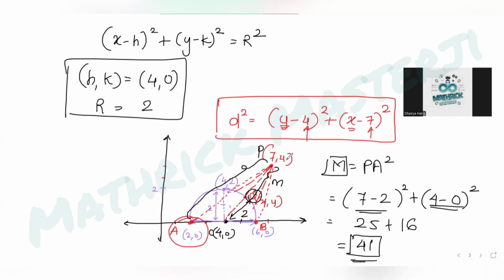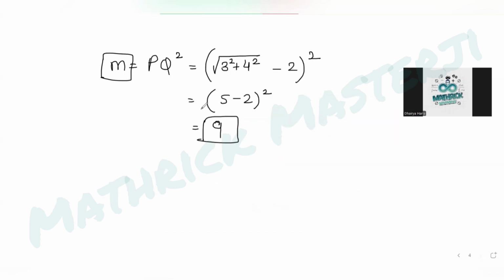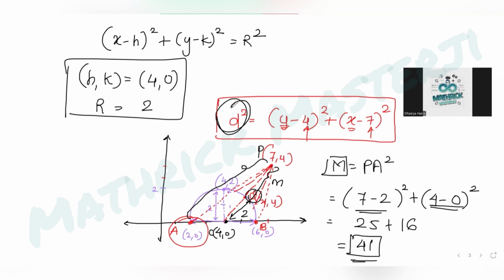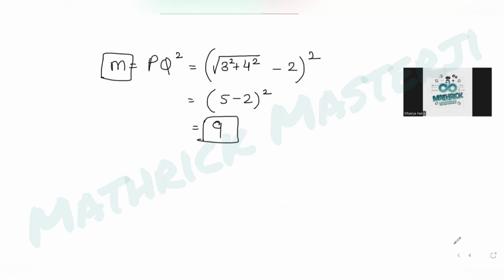So I get the maximum distance, which is PA, and the minimum distance, which is PQ. And PQ, if you understand, we have found by finding the distance of PC using the distance formula and then subtracting 2 from it, which is the radius. Then I square it, because capital M and small m resemble the squares of the distances, so we have to find the squares of them.